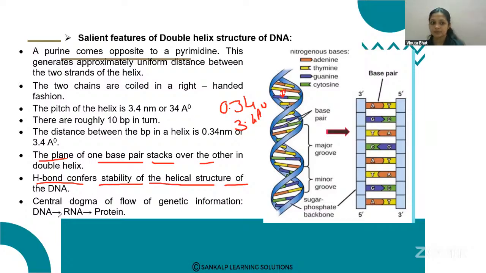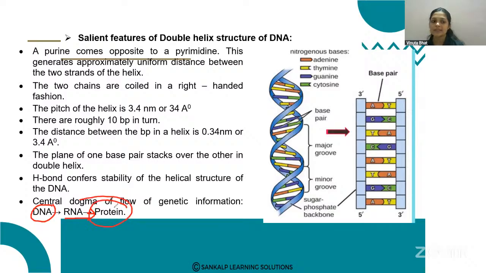Now the central dogma of flow of genetic information. Here, DNA is converted into RNA, then into protein. So that is the central dogma of genetic information. So these are the very important salient features of DNA.